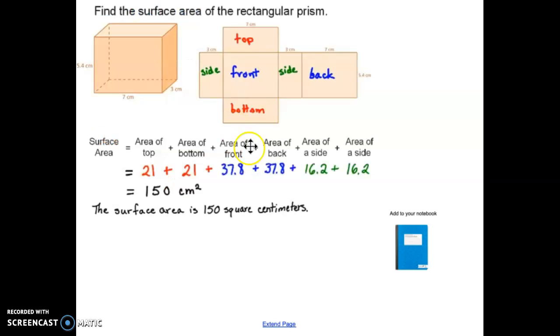All right, so here's another net. We've got the front, the back, top, bottom, side, and side. We've got those all labeled out. We're coming up with 150 centimeters squared, and that is the surface area.